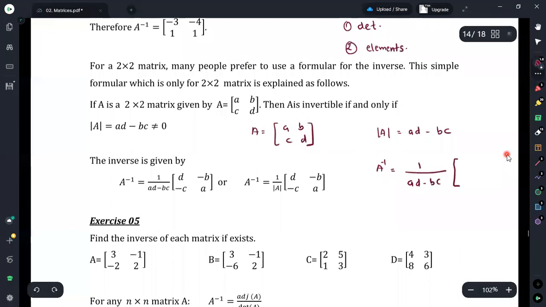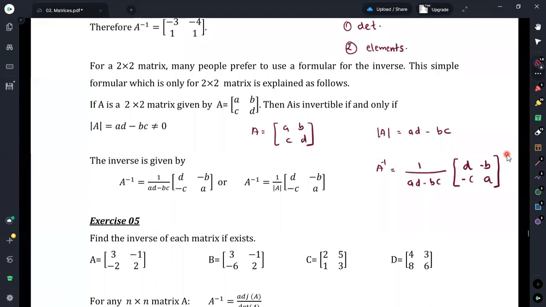Then what we have to do is, here we have the elements in the order A, B, C, and D. First, we have to interchange the elements in the main diagonal. A and D have to be interchanged. Then we can see it as D and A, and the other elements have to be multiplied by a minus sign. Therefore, this is how we obtain the inverse of a matrix using the inverse of a 2 by 2 matrix.